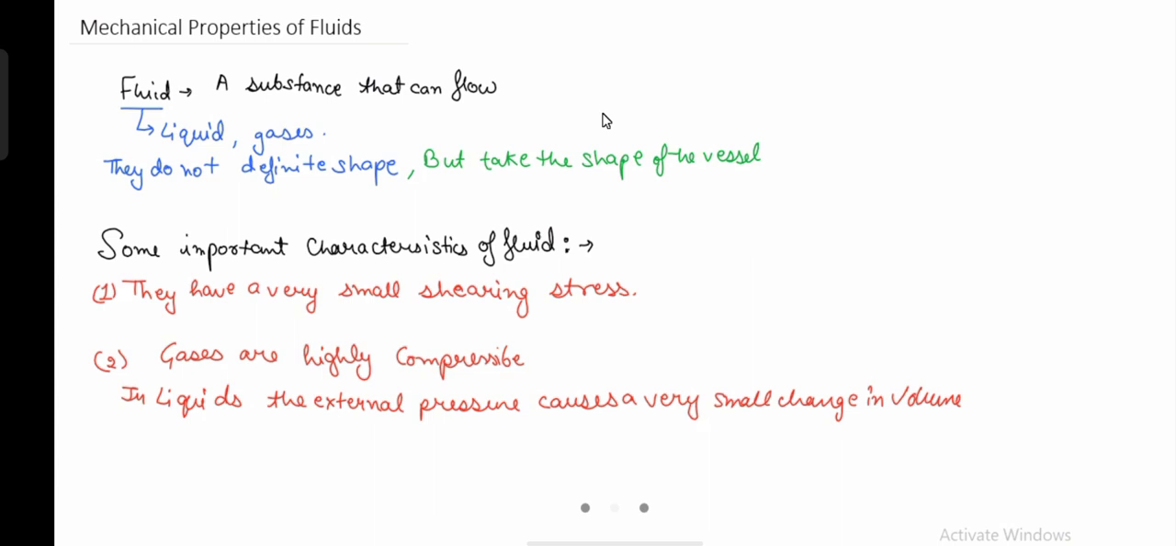In this video, we are going to understand a little introduction about the fluids. So, what is a fluid, first of all? It is a substance that can flow.